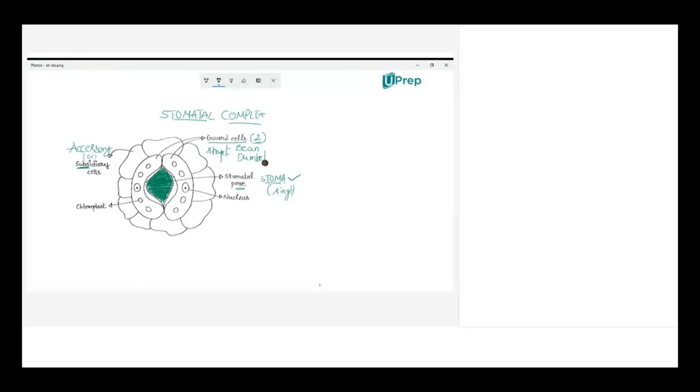Clear? Now when you take the stomatal complex, it is involved in 2 life processes which are very important to the plant. So what are those 2 life processes? One is the most important process called photosynthesis. The second one is transpiration of gases. Both processes are very important to a plant.